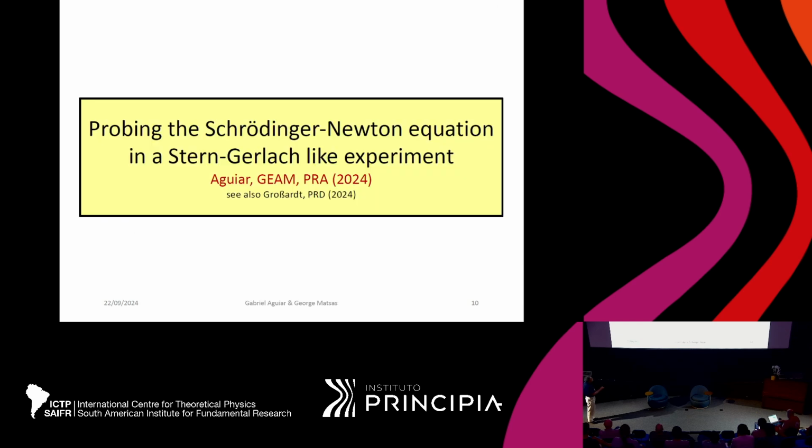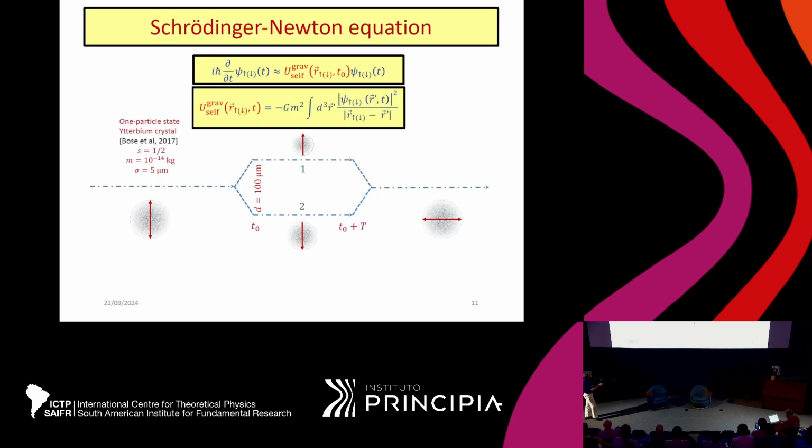By the way, you can see also this paper. Grossardt's paper came out a little bit later than ours, but it was published before ours because there was a back and forth with the referee. Both papers analyze precisely the same scientific problem, with the difference that we work in different regimes, and we have shown that when we go to the same regime, the results fit each other. Okay, so using smart parameters, say a one-particle state, an ytterbium crystal doped in order to have a spin of 1/2, the mass is about 10 to the minus 14 kilograms, and the dispersion is this one.